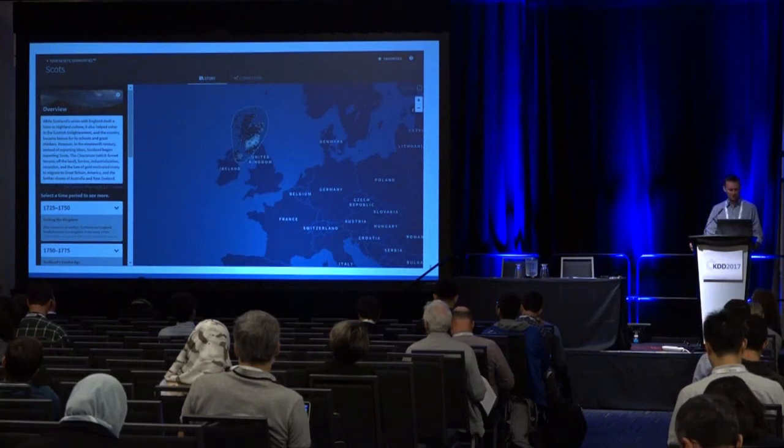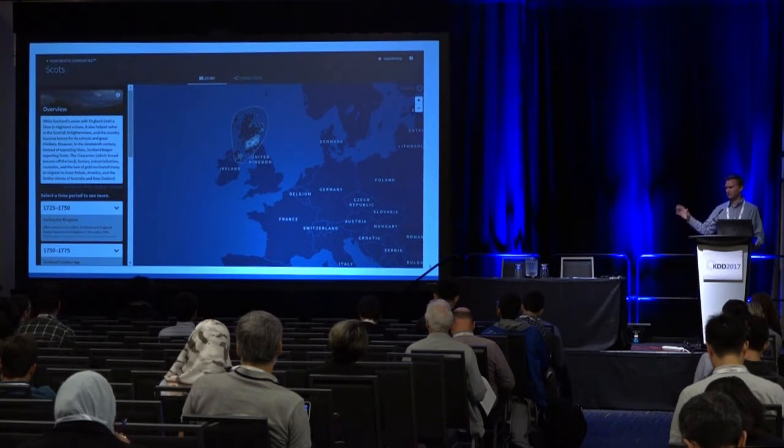So the first thing that we did was we discovered populations of people. For the example here, you can see all these little white dots in Scotland. This is a group of people who lived in Scotland and now have descendants who have taken the AncestryDNA test. So the first thing we need to do is be able to find these people.